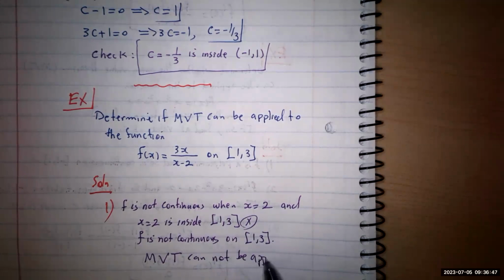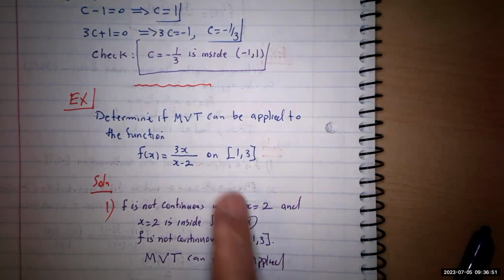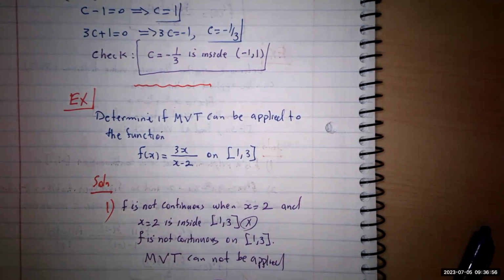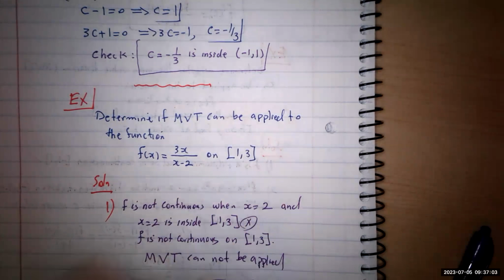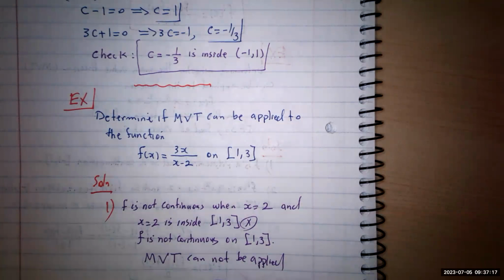So this is the type that you see in your book. If this interval was something like 3 and 5, you'd be able to do it, because 2 is outside that interval. But since it's inside, you can't do it because there is a hole inside your interval, and the mean value theorem cannot be applied. When you go through the problems in your assignments, you will see this type of thing, so be aware of that.